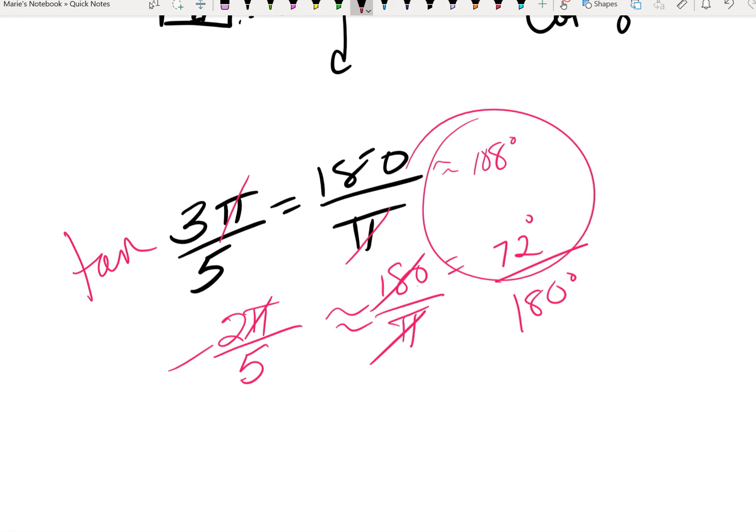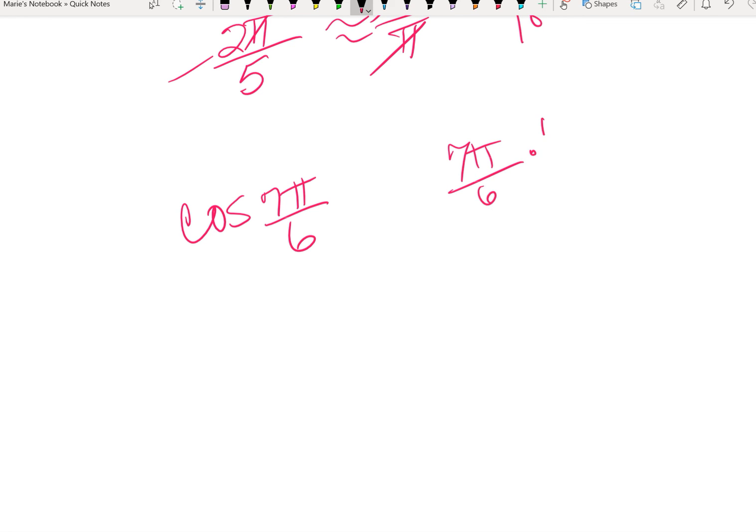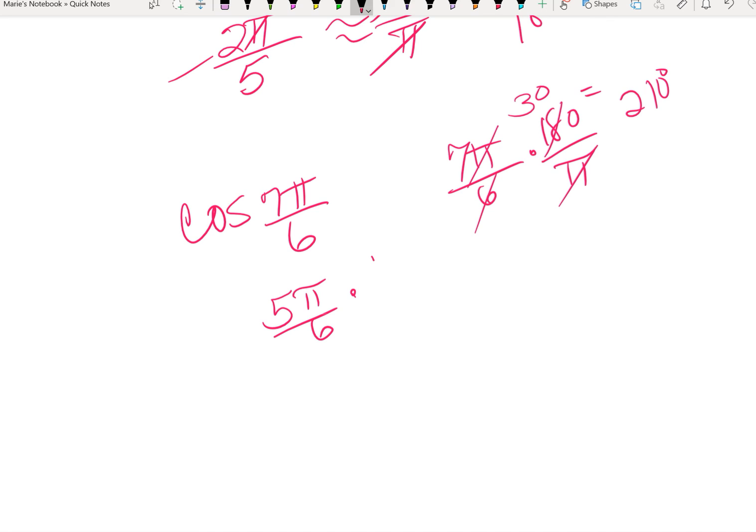Same thing goes for the cosine. If I took the cosine of 7 pi over 6, and I said, let me look at the 7 pi over 6 in degree form, so I multiply by 180 over pi. This cancels with this, which goes into this 30 times, leaving me 210 degrees. I want you to notice the connection between that and 5 pi over 6. If I do 180 over pi, that cancels, 6 goes into 180 30 times, leaving me 150. 5 times 30, 150, my mistake.